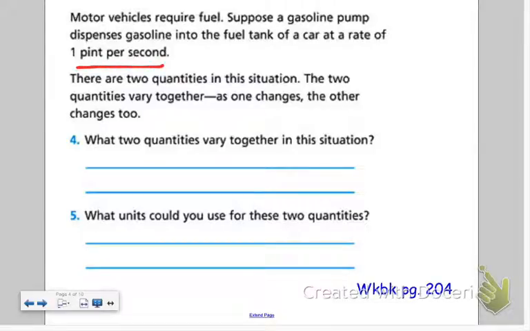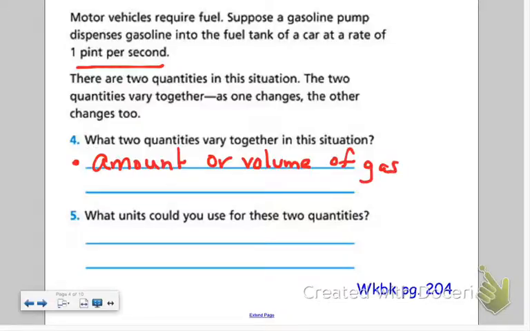There are two quantities in this situation. The two quantities vary together. As one changes, the other one's going to change too. Well, what are these two quantities? Well, the first one is the amount, or volume, of gasoline or of gas. The second one is the time, the elapsed time, which is in seconds, and we're going to get into those units now.